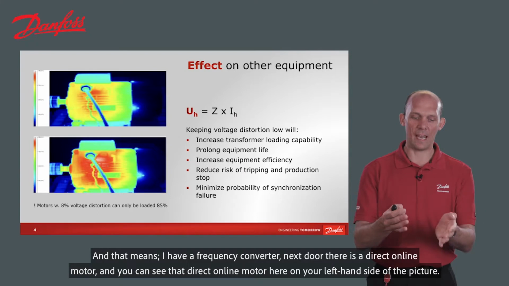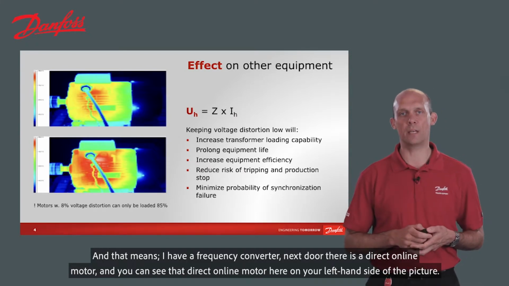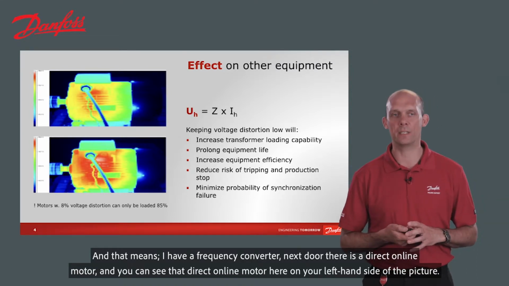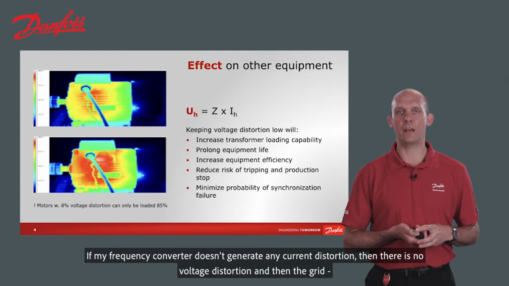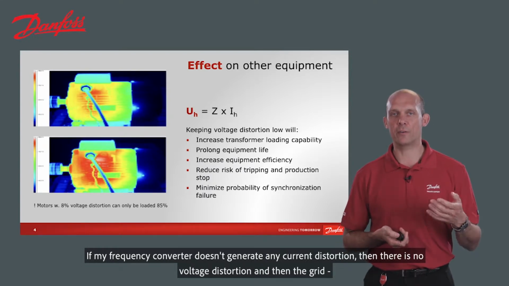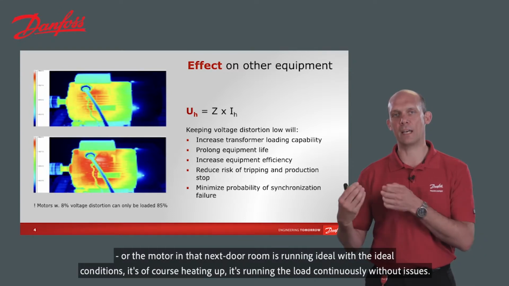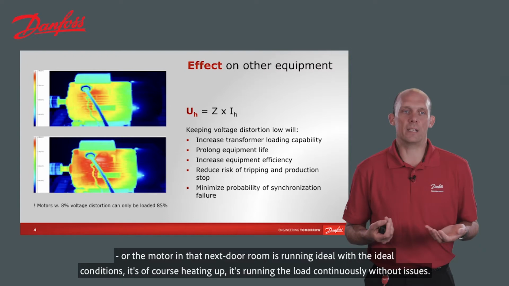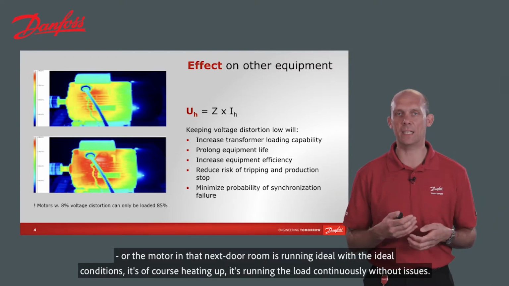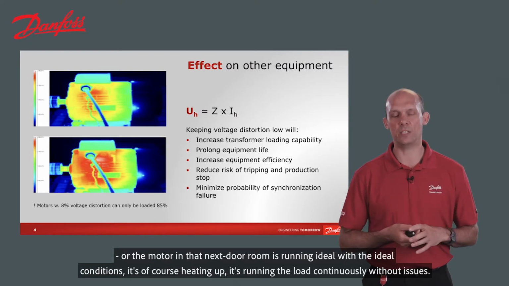And that means I have a frequency converter. Next door there is a direct online motor, and you can see that direct online motor here on your left-hand side of the picture. If my frequency converter doesn't generate any current distortion, then there is no voltage distortion, and then the grid or the motor in that next door room is running with ideal conditions. It's of course heating up. It's running the load continuously without issues.